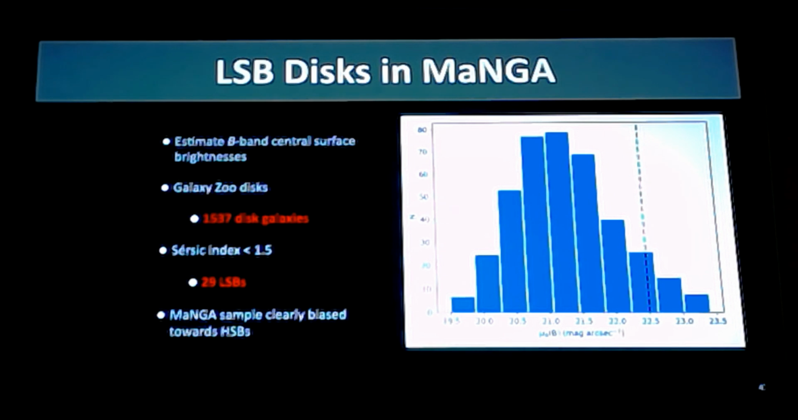Since this is Sloan data, we can estimate B-band central surface brightnesses and see how many LSBs are present. We can also exclusively select for disk galaxies and bulgeless galaxies because LSBs are not host to bulges. What we find is that out of the 1,500 disk galaxies, there's only 29 LSBs. And this is a histogram of the estimated central surface brightnesses for the sample. You can see that MaNGA is clearly biased towards high surface brightness galaxies, so in that sense it's not representative. That vertical line separates HSB and LSB.